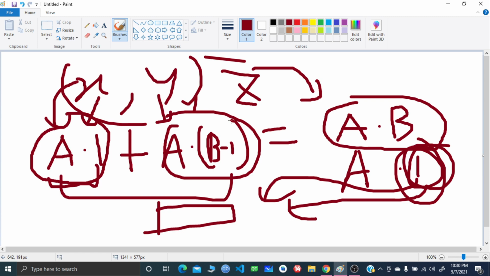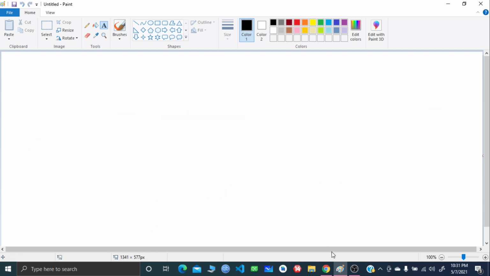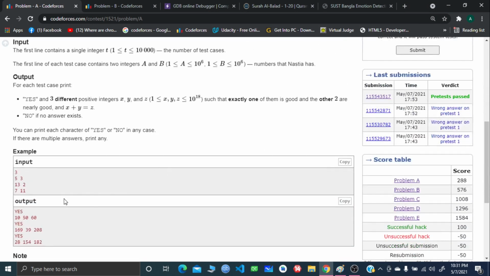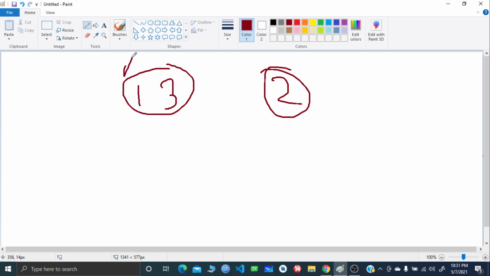Now apart from that, I have another corner case, which is if b is equal to 2. Why is that a corner case that we need to consider here? We need to consider it because they have already given us a test case related to that. Let's check it out. I've got 13 and 2. This is my a and this is my b.